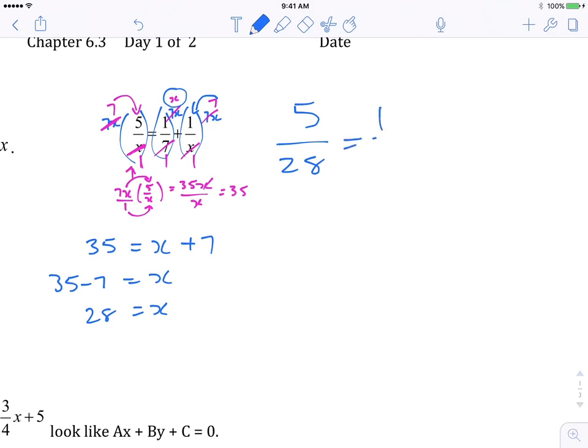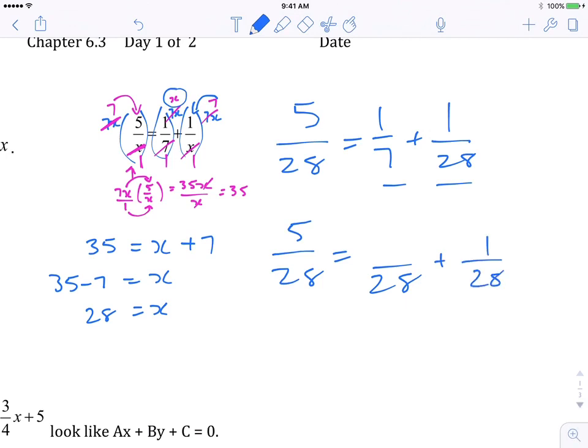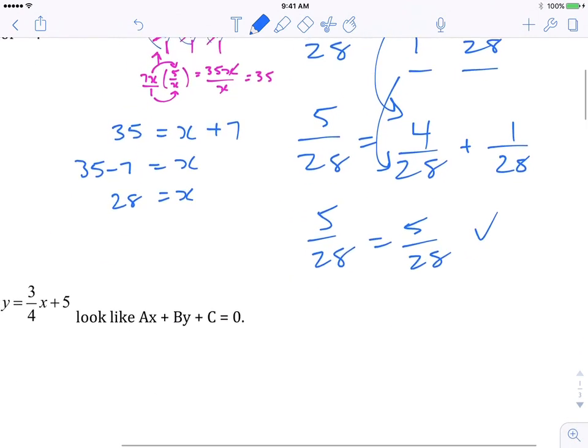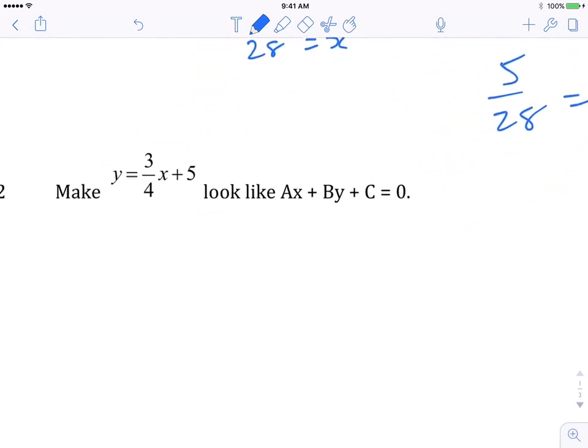If you wanted to double check that, you can simply rewrite the question with 28 for x. 1 over 7 plus 1 over 28. And then we'd have 5 over 28 equal 1 over 7 plus 28, or 5 over 28 equal, a common denominator here would be 28. That's already 28. So what do we do to the 7 to get the 28? We multiply by 4. So 1 times 4 is 4. 5 over 28 equal 5 over 28. That's a quick check.